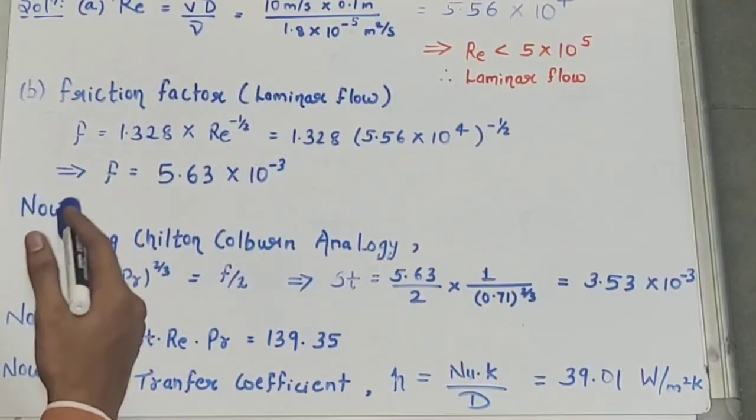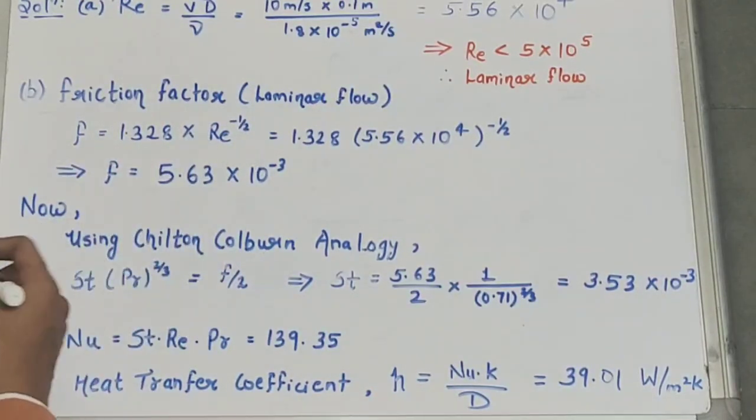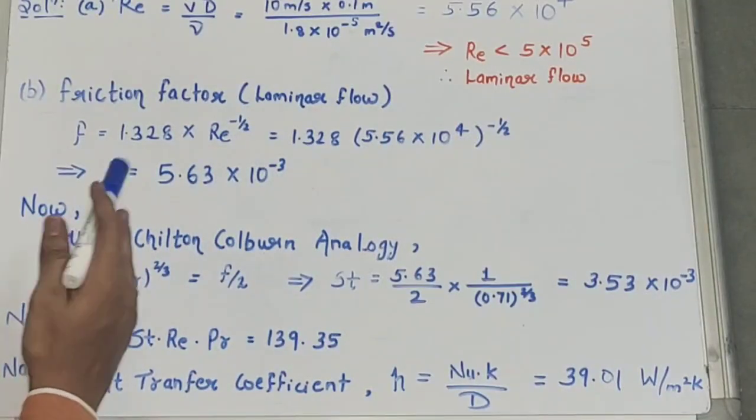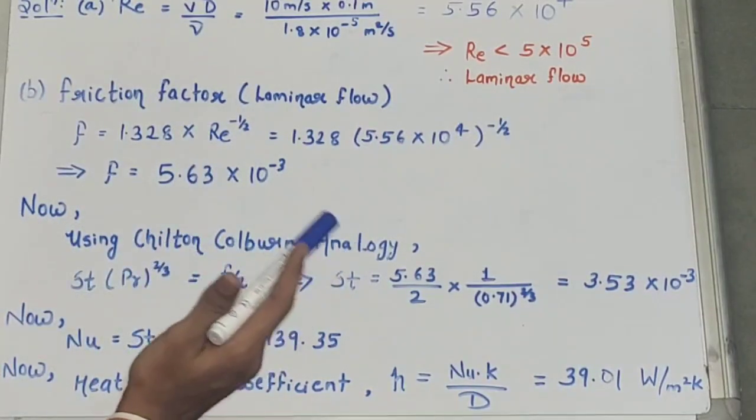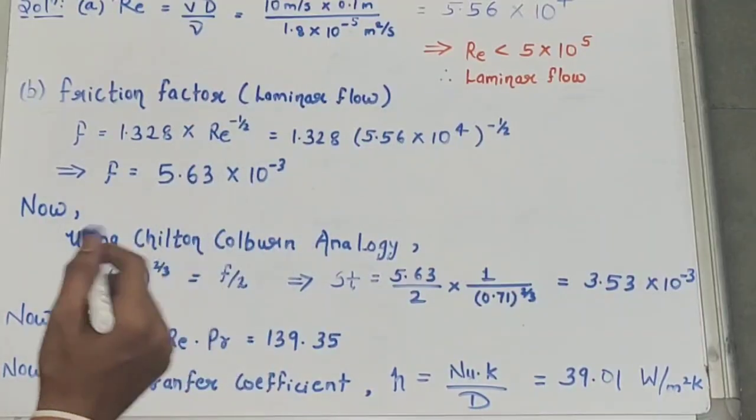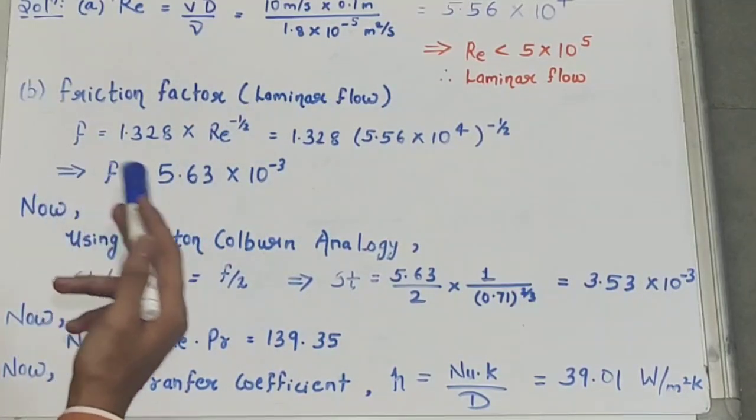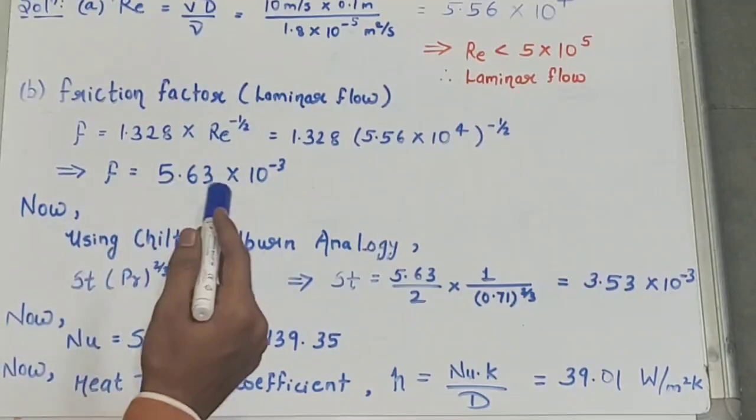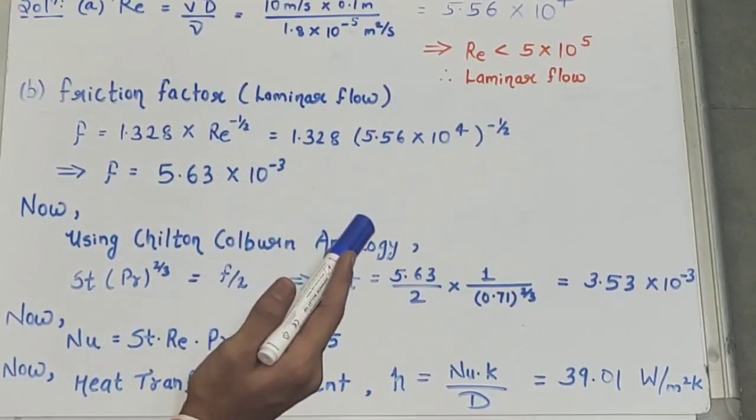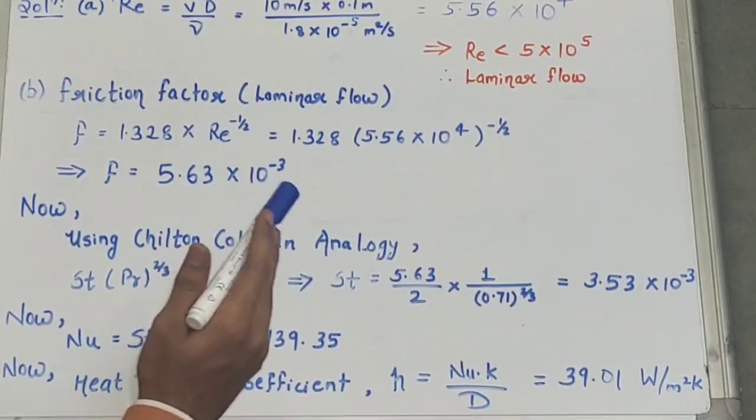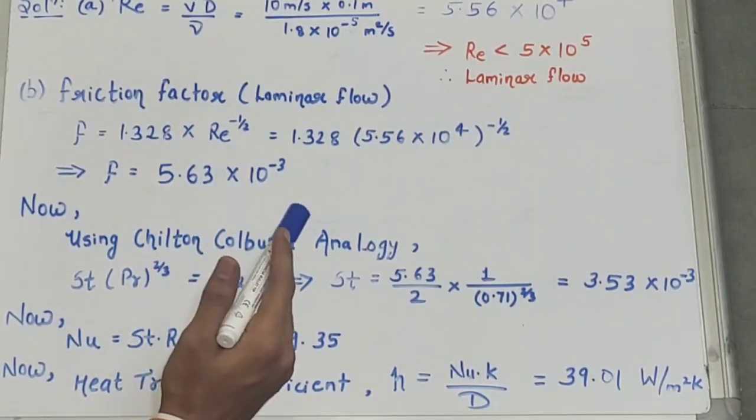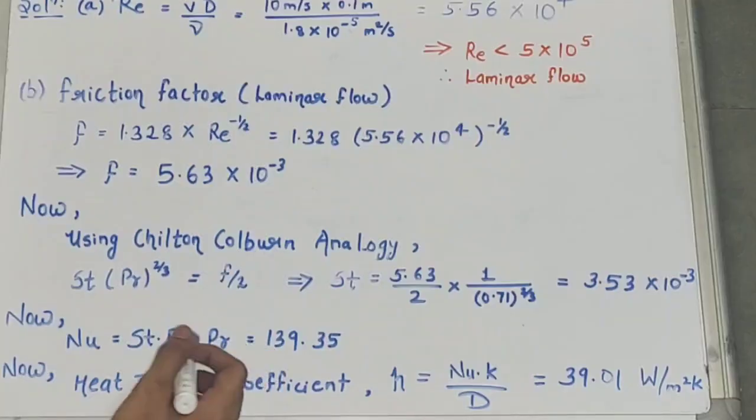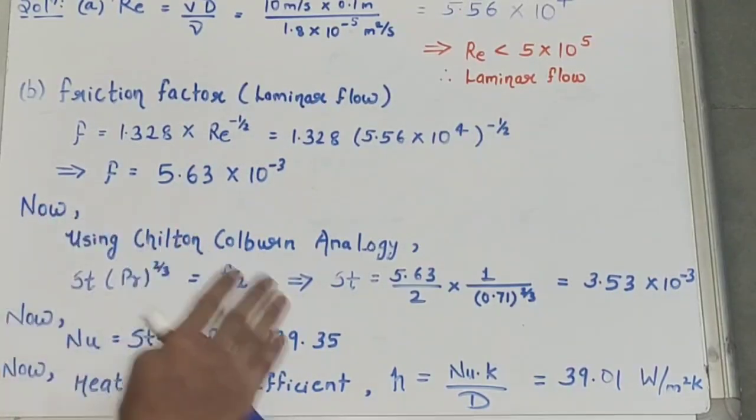Velocity is given in the question which is 10 meter per second and diameter is given to be 0.1 meter. The kinematic viscosity is given as 1.8 into 10 to the power minus 5 meter square per second. As Reynolds number is dimensionless quantity, we get Reynolds number as 5.56 into 10 to the power 4. Now this Reynolds number is less than 5 into 10 to the power 5. So we can conclude that it is a laminar flow. So the first part of our question gets completed.